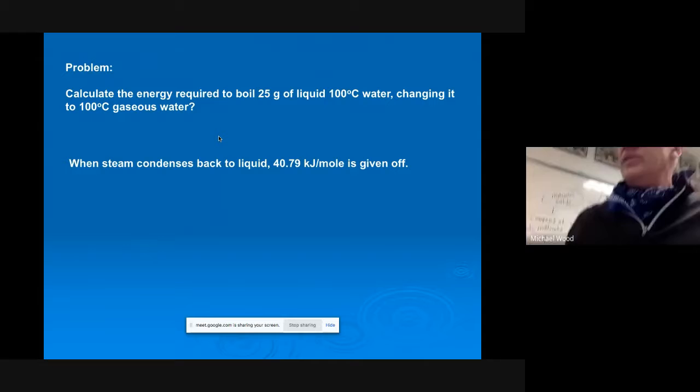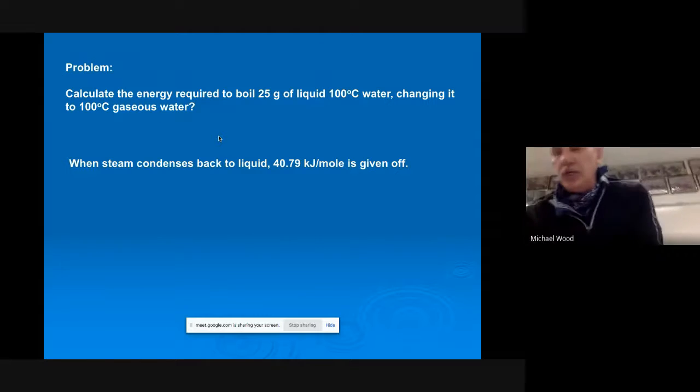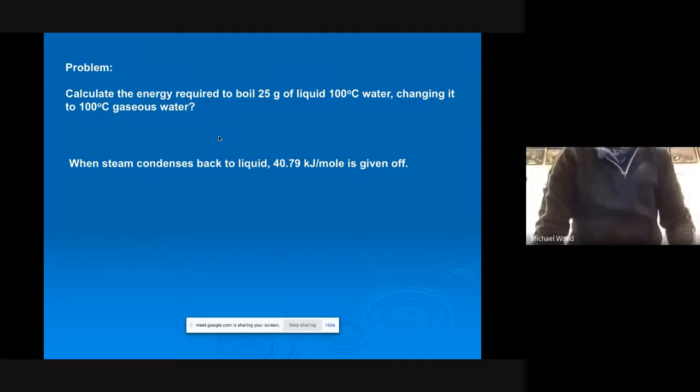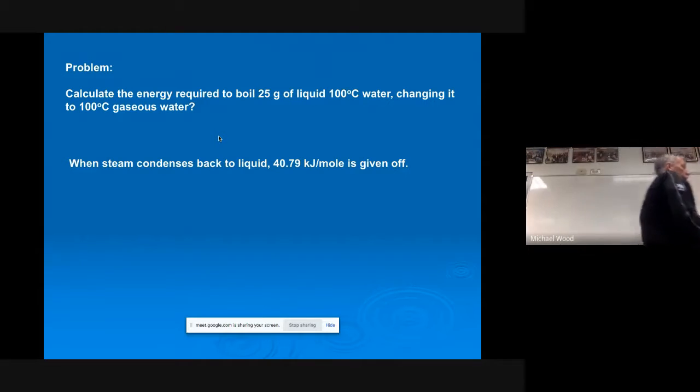And again, I always think following the units is a really good thing to do in our class, and whenever you bog down on a problem, follow the units.